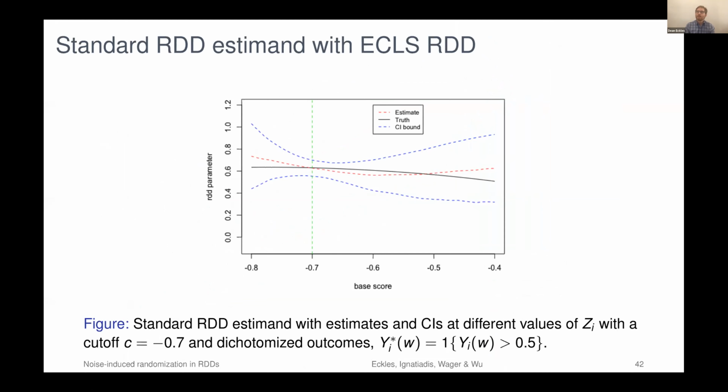So for setting a particular cutoff of -0.7 on this scale, we can estimate the standard RDD estimand, not only right at that cutoff, but at other potential cutoffs as well. And we can compare our estimate to one derived from smoothing splines fit to all of the potential outcomes. And so here we see that the confidence intervals, as you'd expect, get wider as you get farther away from the cutoff, but we're still covering the truth across this entire region.